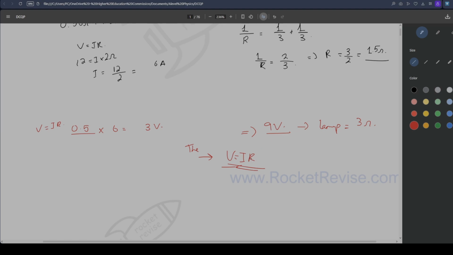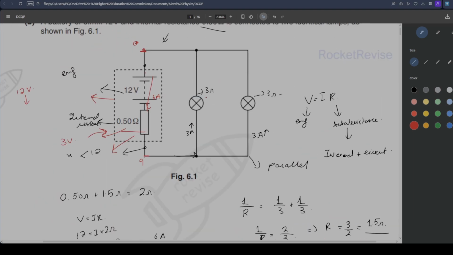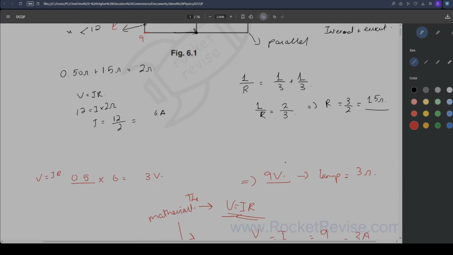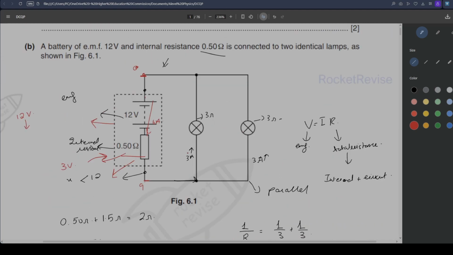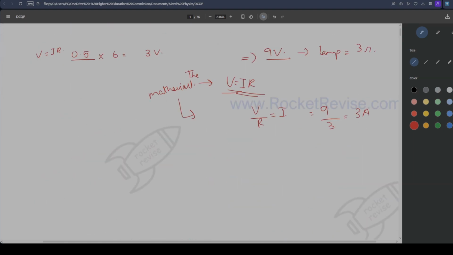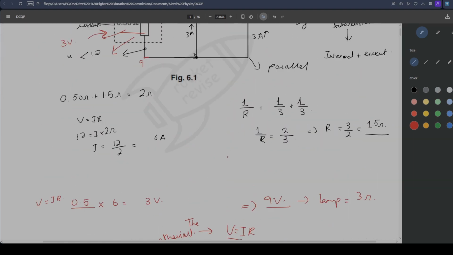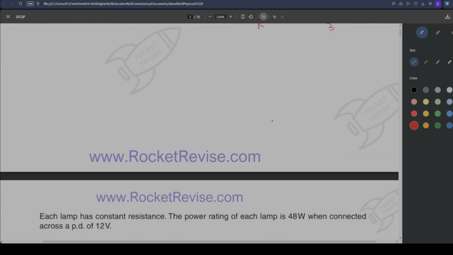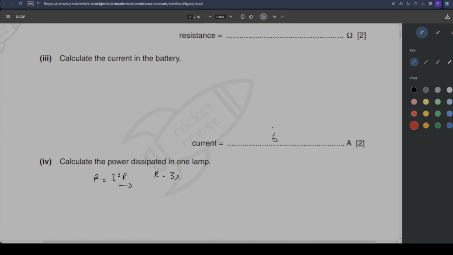If we use this to calculate the current, it's going to be V divided by R is equal to I. V is equal to 9 and R is 3, so that gives us 3 amps. This is the mathematical way of doing it. If you had different values for resistance, then you'd use this formula, but because these are identical lamps, the current is divided equally, so you can just directly write 3 amperes. You don't need to calculate them individually.